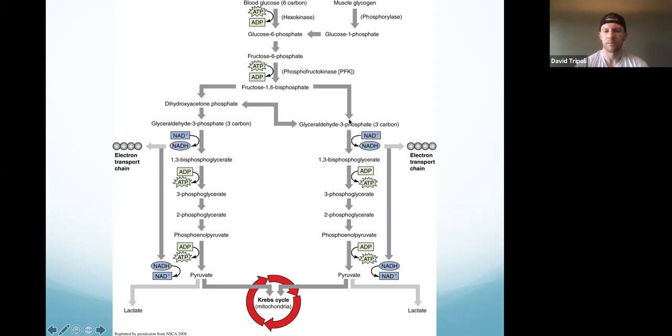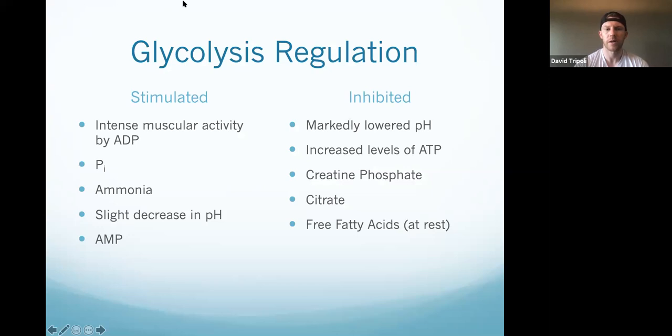Glycolysis regulation, again, what stimulates it? It's stimulated by intense muscular activity. Okay, so that would make sense. Higher intensity activity is going to stimulate it. If there's phosphagen available, again, phosphates for that ADP to become ATP. Ammonia is one. A slight decrease in pH, so when things become more acidic, your body wants to create a little bit more. And then AMP is just adenosine monophosphate, or a single phosphate instead of 3 or 2.